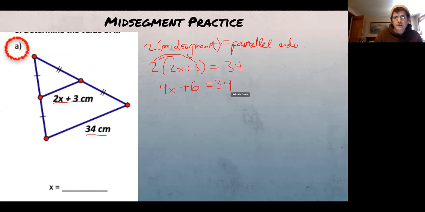So at this point, we've already done the hardest part. I'd say that this line right here is the hardest part of this, and the rest of it is just solving an equation. So I'm going to go through and finish solving that. It's going to be subtract 6 from both sides, and 4x equals 28. Divide by 4 on both sides, and 28 divided by 4 is 7.